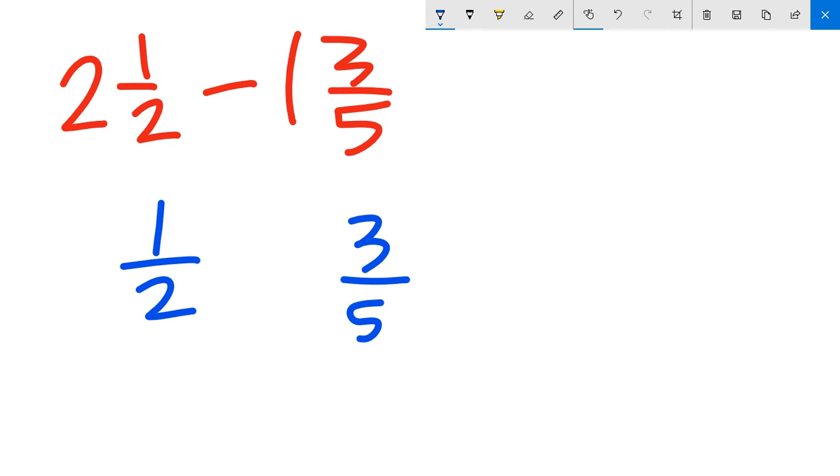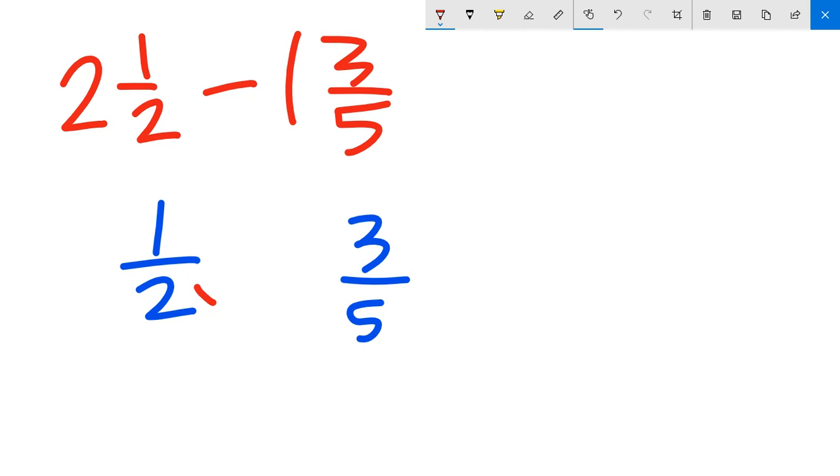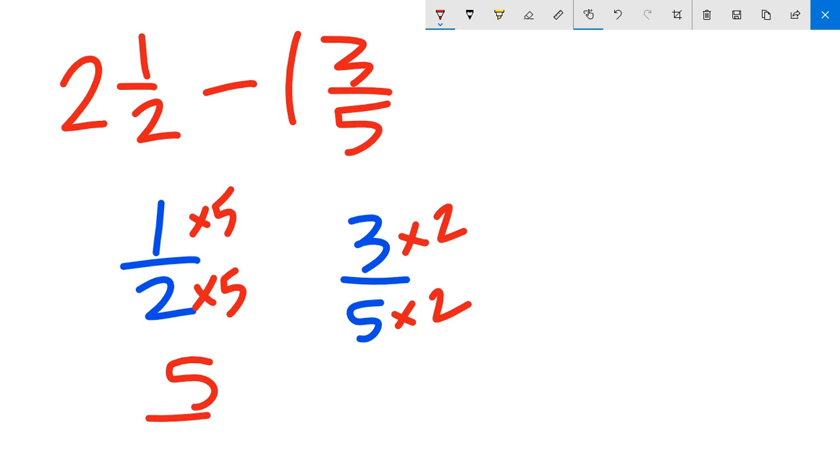Now I'm going to make the denominators the same by multiplying them by each other. So this one is times 5, times 5. This one's times 2, times 2. So let's go ahead and rename the fractions now. Now we have 5 over 10, and then we have 6 over 10. So there are our fractions renamed.